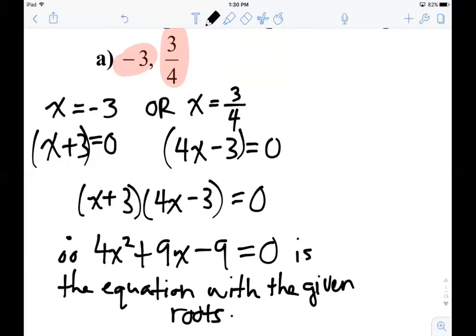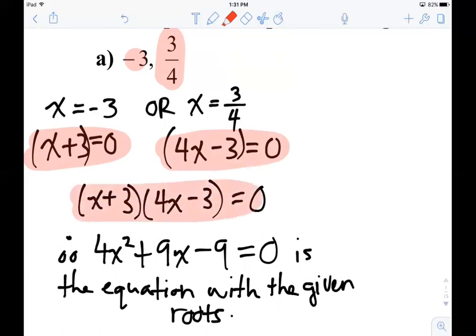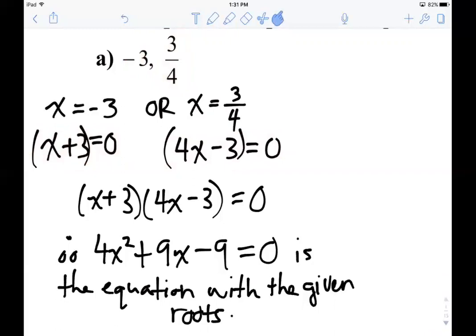So that's the process. Once again, we start with our original solutions, -3 and 3/4. And then we worked backwards to find separate factors that could each be equal to 0 that would cause those roots to happen. Once we find each of those factors, we put them together in a factored form, and then we just expand it to find the full expanded form of that equation. Let's try one more together.